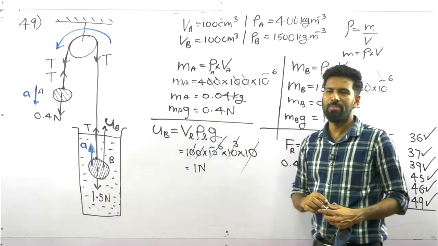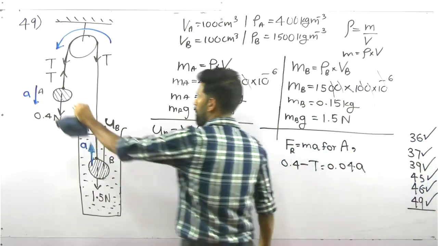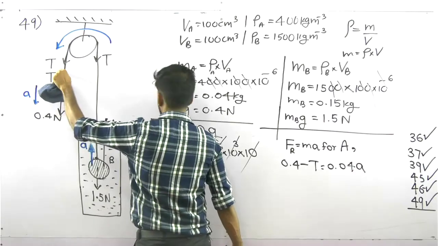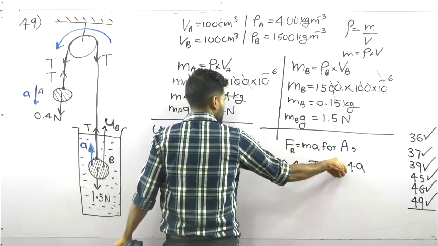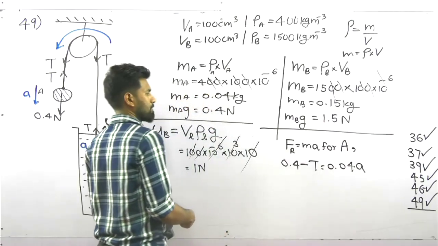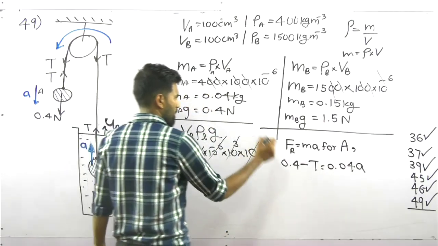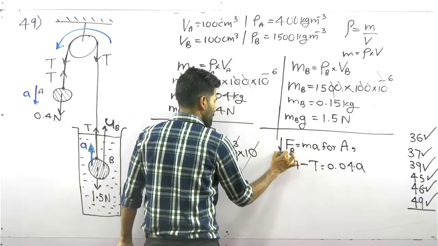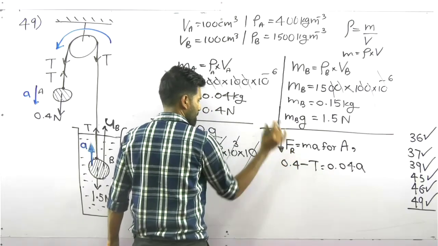Applying F equals ma for A: 0.4 minus T is equal to 0.04 times A. Now, applying it downward because A is moving down, as they say.